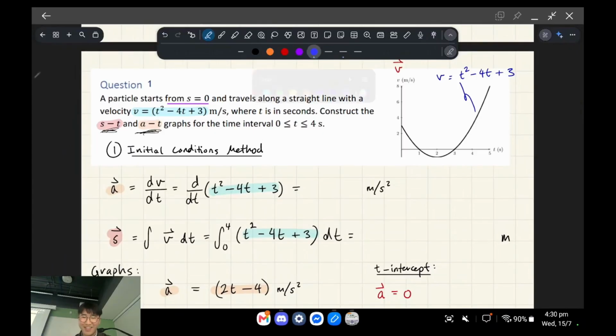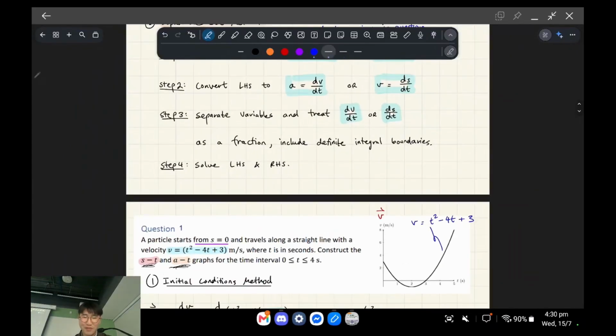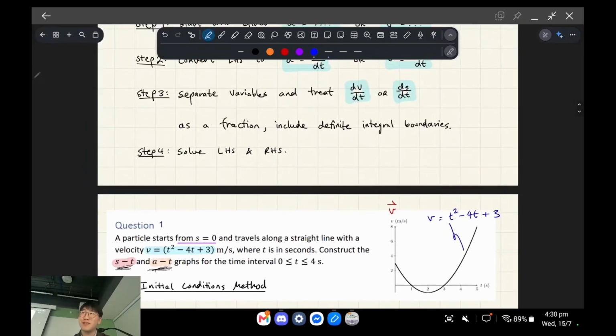Here's how I always like to warm up with polynomial integration and derivation if I haven't done it in a while. Just remember that if you have x squared, when you differentiate it becomes 2x.